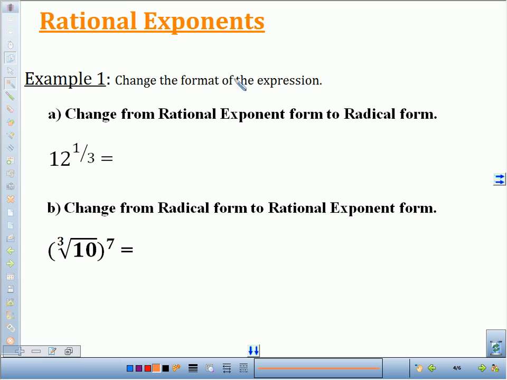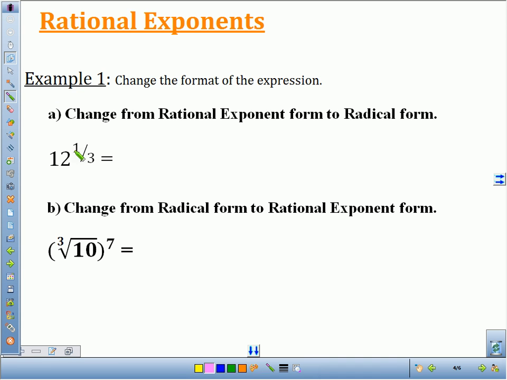So let's look at some examples where we want to change the format. In example A, we want to change from a rational exponent form to a radical form. So right now we're looking at 12 to the 1/3 power as a rational exponent, and we want to change it to radical form. Now to do that, it's actually fairly simple.